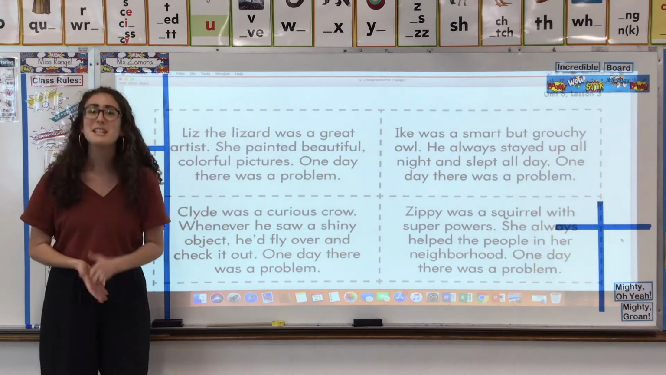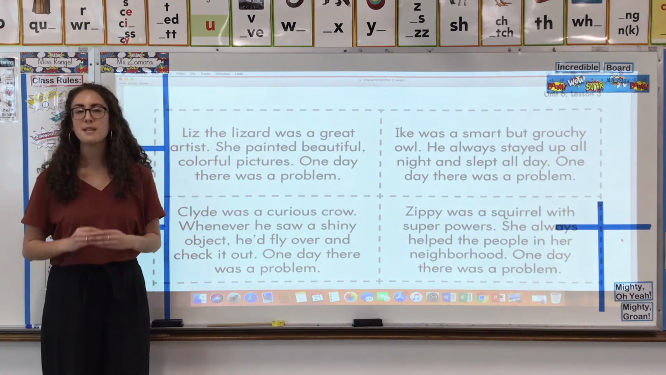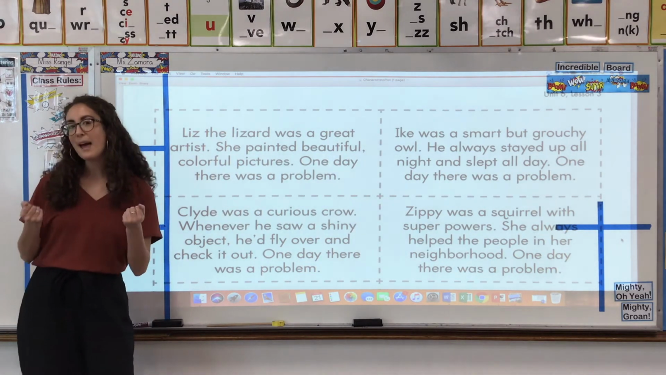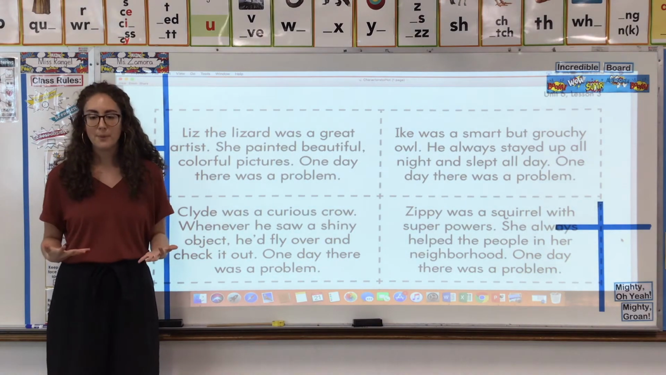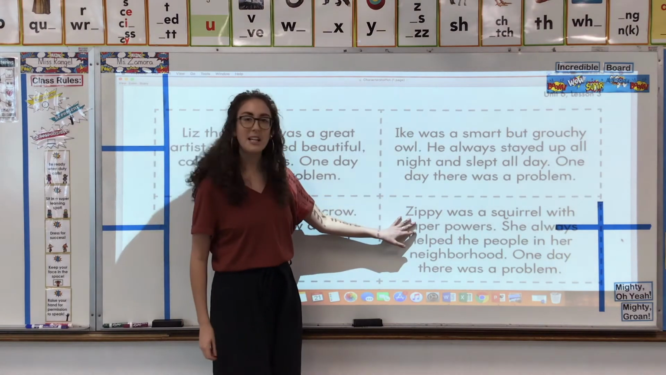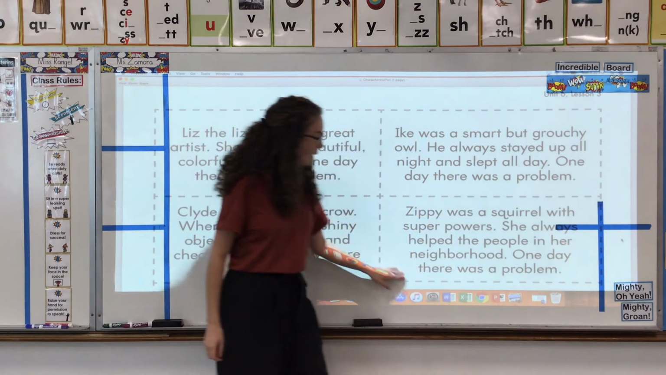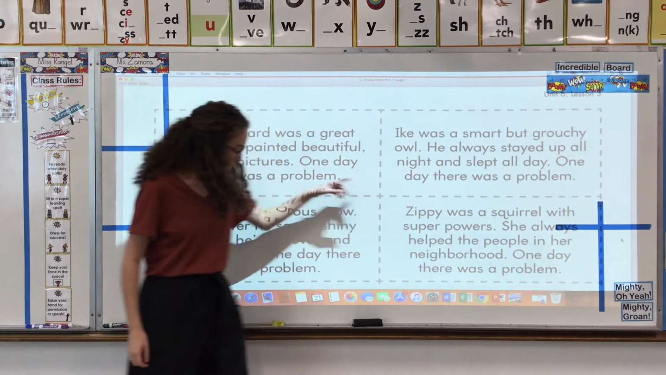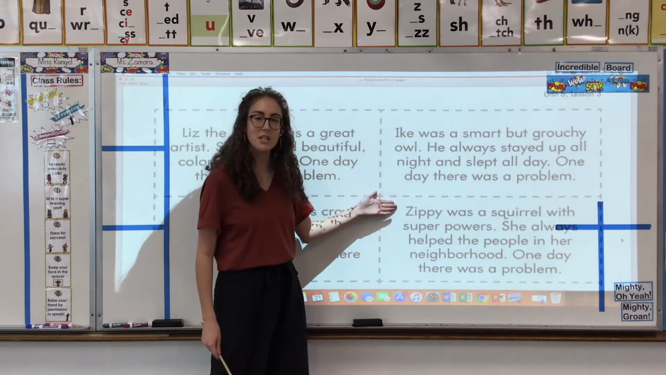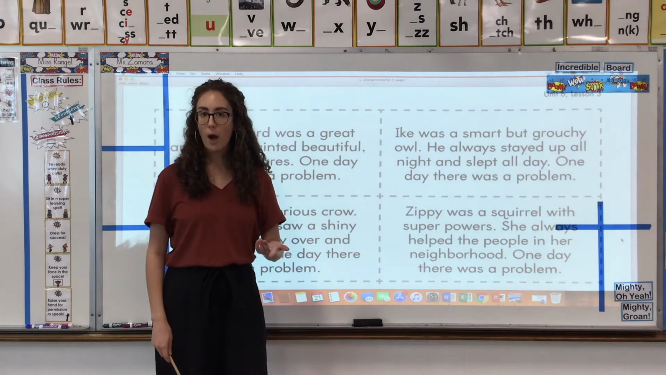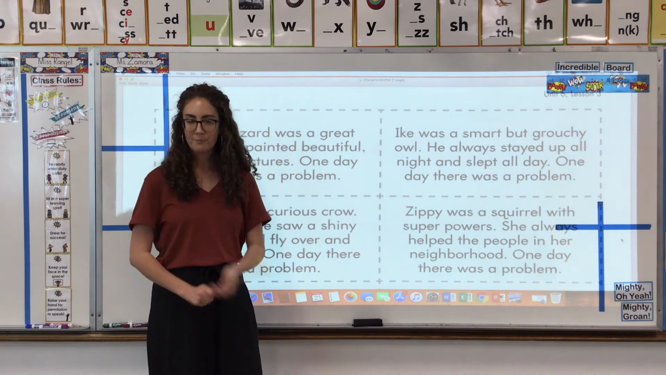Okay, I wish I could hear all the awesome problems that you brainstormed, but keep that knowledge in your brain as we think about another example. Okay, can we look at this box down here where it says Zippy? We're going to read about Zippy, figure out what kind of character she is, and then brainstorm a problem based on what we know. Okay, let's read.